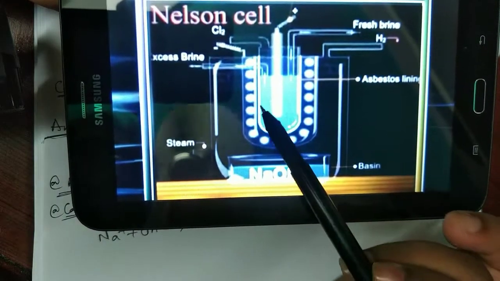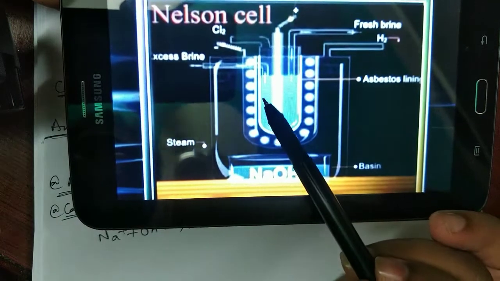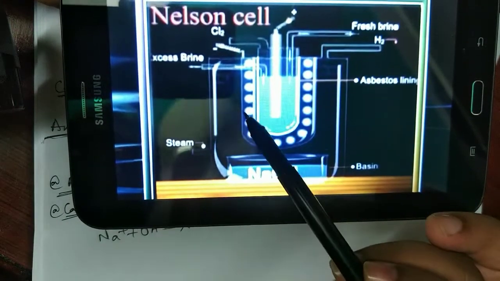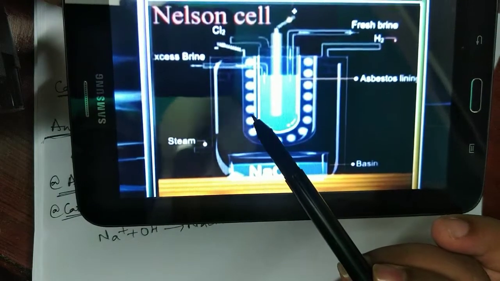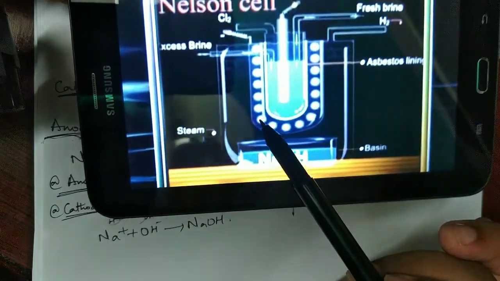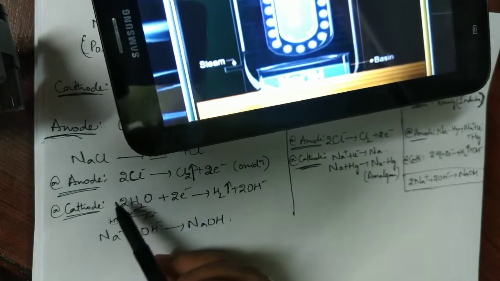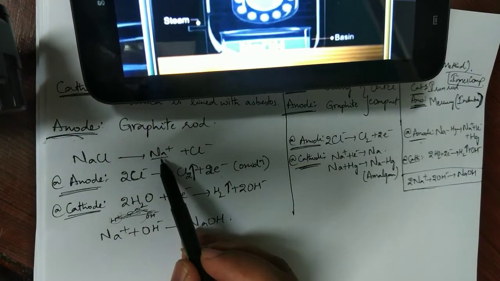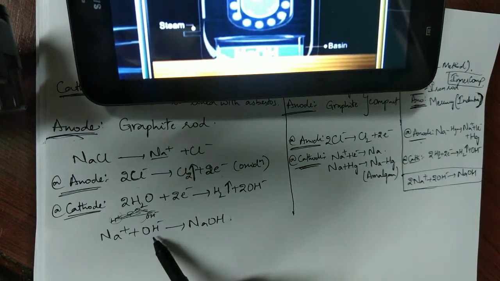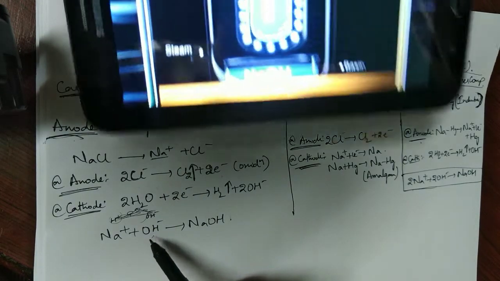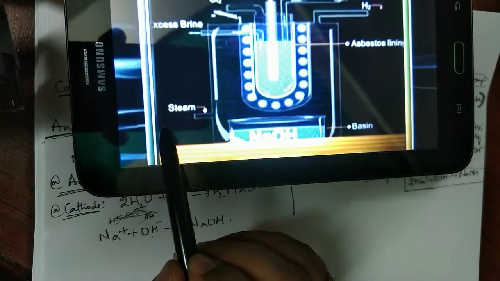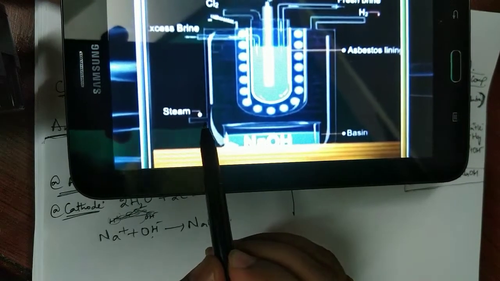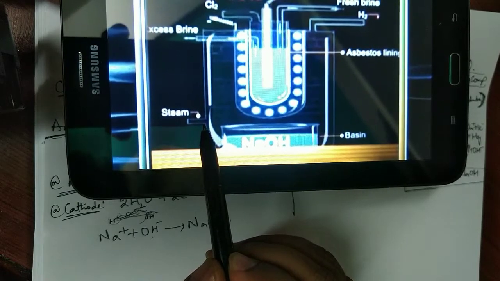So why perforated? Because of these perforations, only the sodium ions can come out, and those sodium ions will be treated with the OH⁻, as we have seen in the reaction 2H2O plus Na⁺. Now how do we get the OH⁻? Again, for this the steam is passed from the bottom. When steam is passed here, we are providing water.